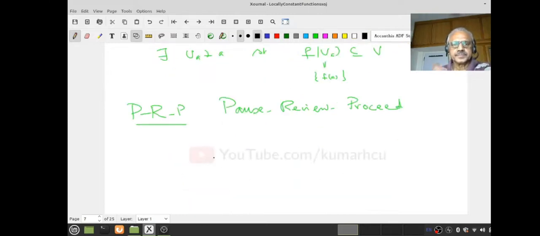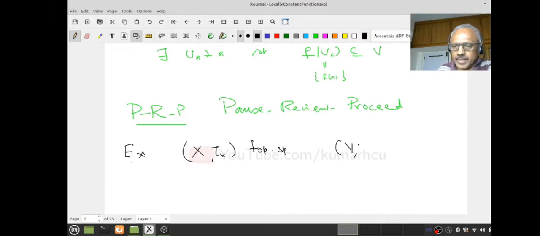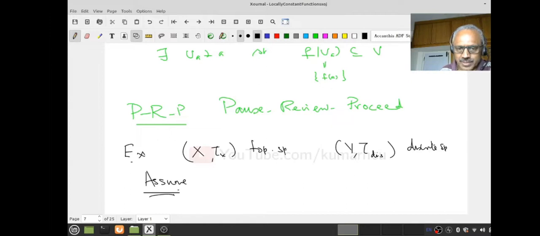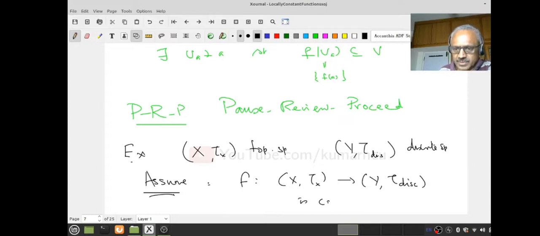Okay, right. So this is a very trivial exercise. Let (X, tau_X) be any topological space, and let (Y, tau_discrete) be a discrete space. Assume, and this is important, that f from (X, tau_X) to (Y, tau_discrete) is continuous.